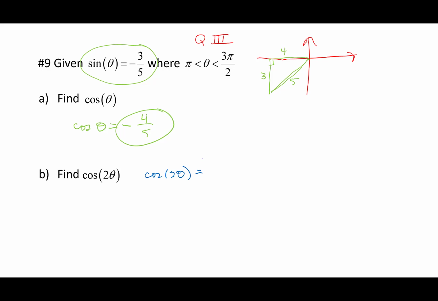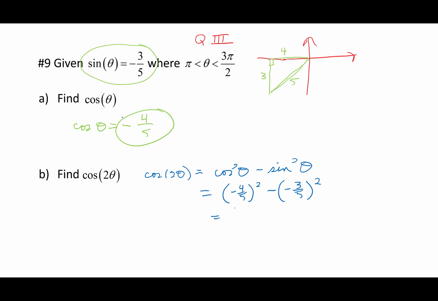we can use any of the double angle identities we want. In fact, here we happen to know the sine and cosine. Well, I'll just use the original double angle identity for the cosine, which is cosine squared theta minus sine squared theta. The cosine of theta here is negative 4/5. The sine is negative 3/5.